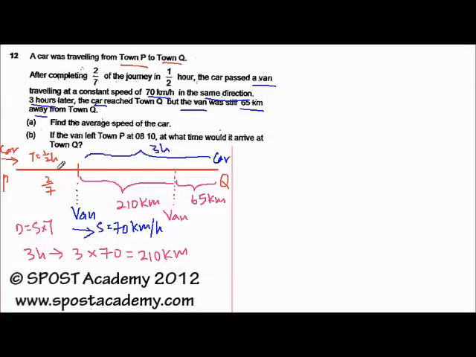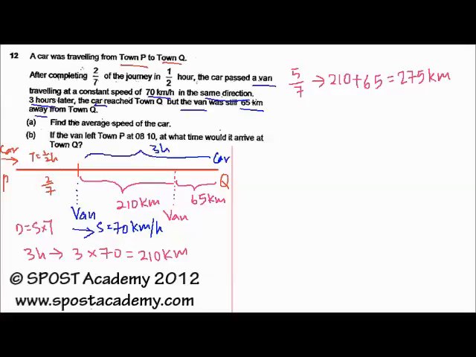And if we know this is 2/7 of the journey, of the whole distance, then we know that 5/7 of the remaining distance is equivalent to 210 plus 65, and we will get 275 kilometers. So the car actually traveled a distance of 275 kilometers within a time of 3 hours.